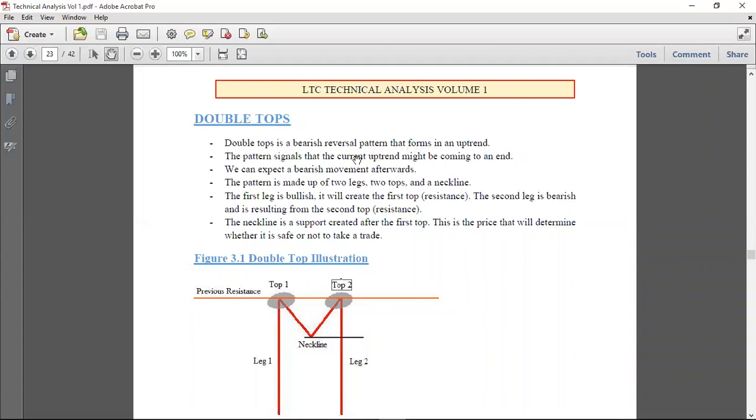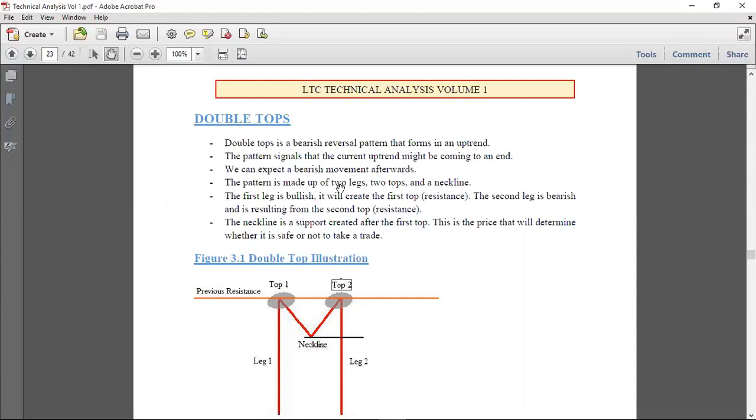So if it's a bearish reversal pattern, it has to form in an uptrend, unless it's a continuation. But for reversal, you have to look for it in an uptrend. The pattern signals that the current uptrend might be coming to an end. So that's the whole point of looking for this pattern in an uptrend. You can expect a bearish movement afterwards. So once the pattern is unfolding, the market is going to drop according to what the chart pattern is saying.